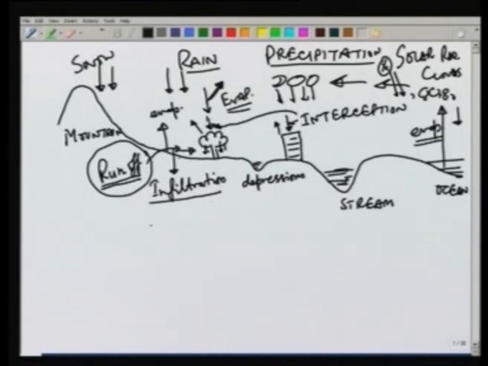Now, the part which goes into the ground as infiltration, some part of it may be retained near the soil surface and is called the soil moisture. Part of this moisture will be taken up by the plants through their roots, and then it will be transpired back to the atmosphere. So, we call it transpiration.